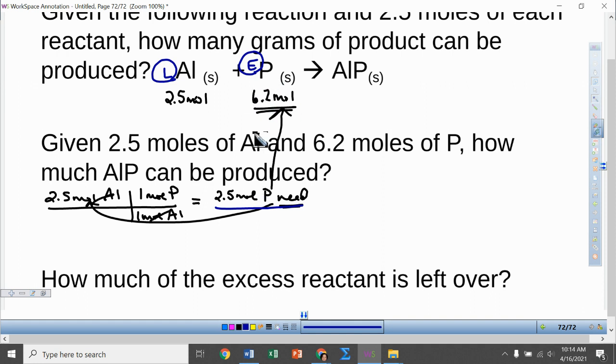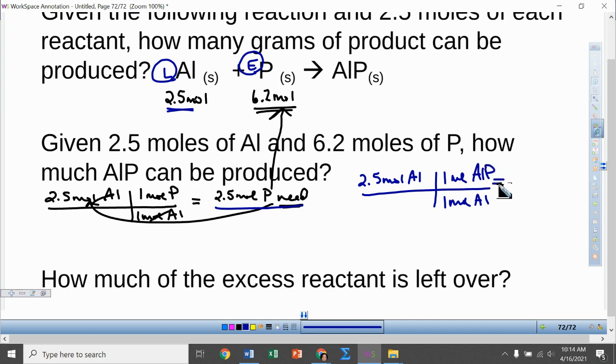Now, if this number had been, say, 1, I have 1 mole of phosphorus, you come back and go, oh, I do not have enough. I need 2.5. I only have 1. Then that would have been limiting and that would have been excess. But here we have the 6.2 and the 2.5, so we know that's limiting. So I'm going to take 2.5 moles of my limiting and go to the balanced equation. Again, it's 1-to-1.